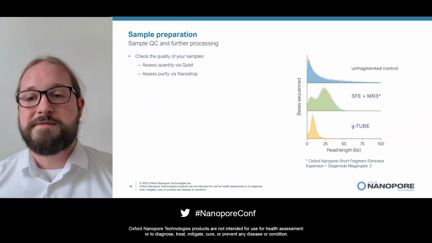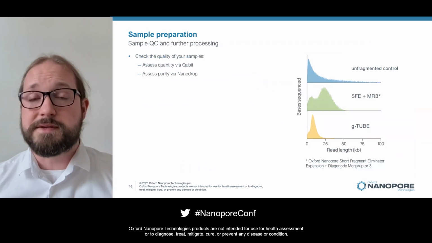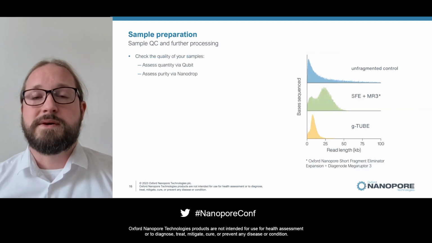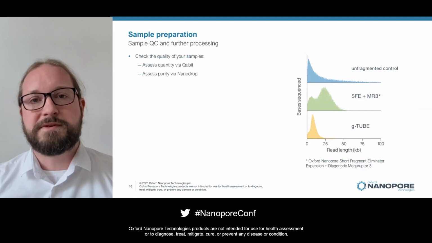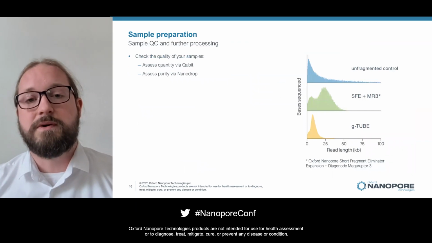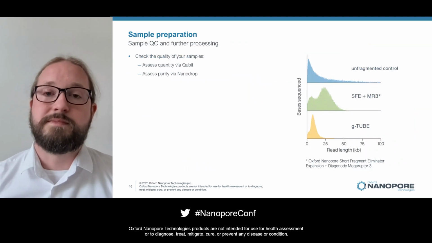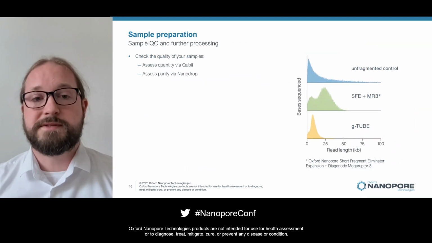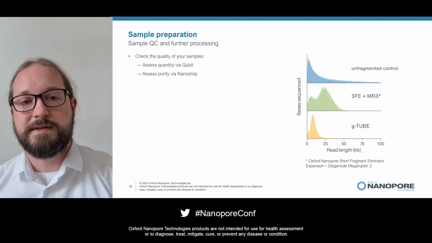As soon as you're finished with extracting your DNA, the next step is QC, and that's an important step. There are two things we generally recommend. First of all, running a Qubit to assess the quantity of DNA, to make sure that the right amount of DNA goes into your library preparation. And second, run a NanoDrop to assess the purity of your sample, just to make sure that nothing goes into your library prep that could reduce efficiency there.